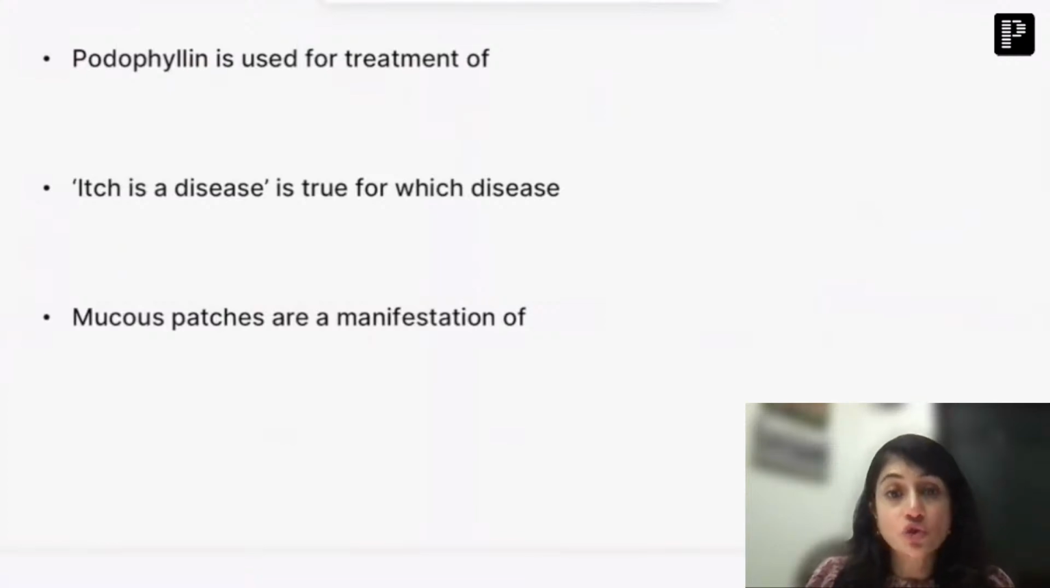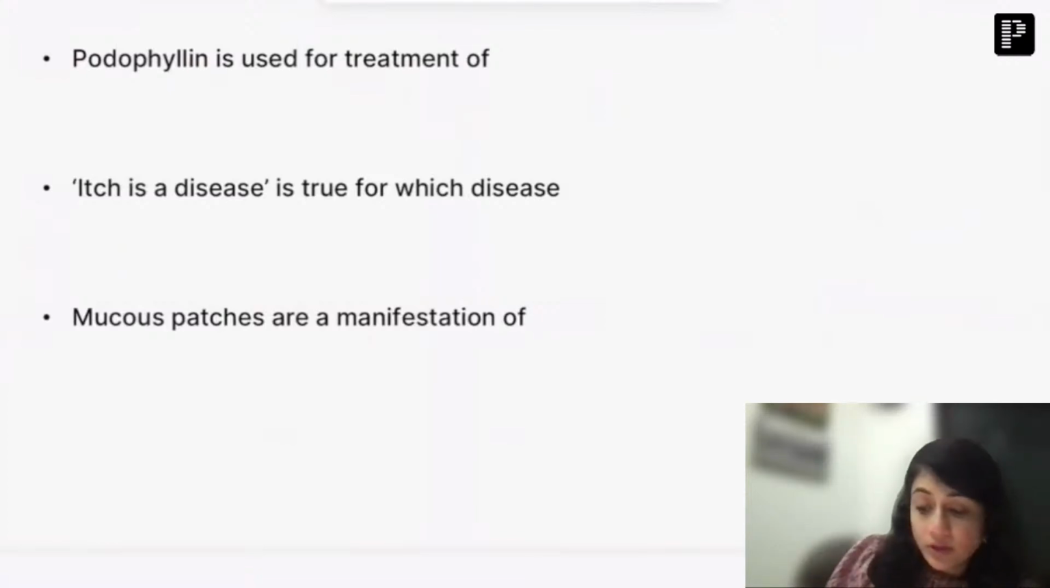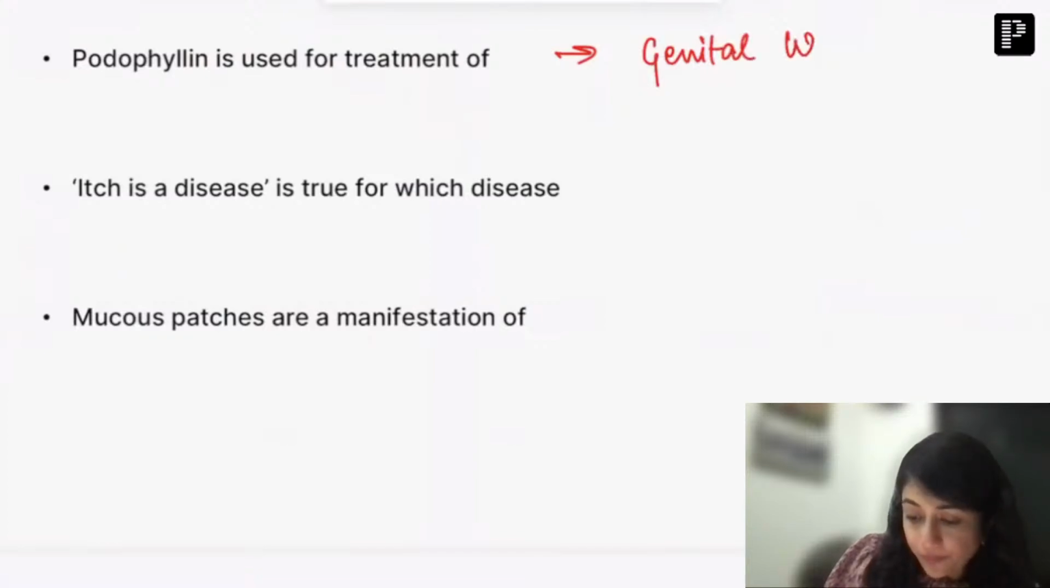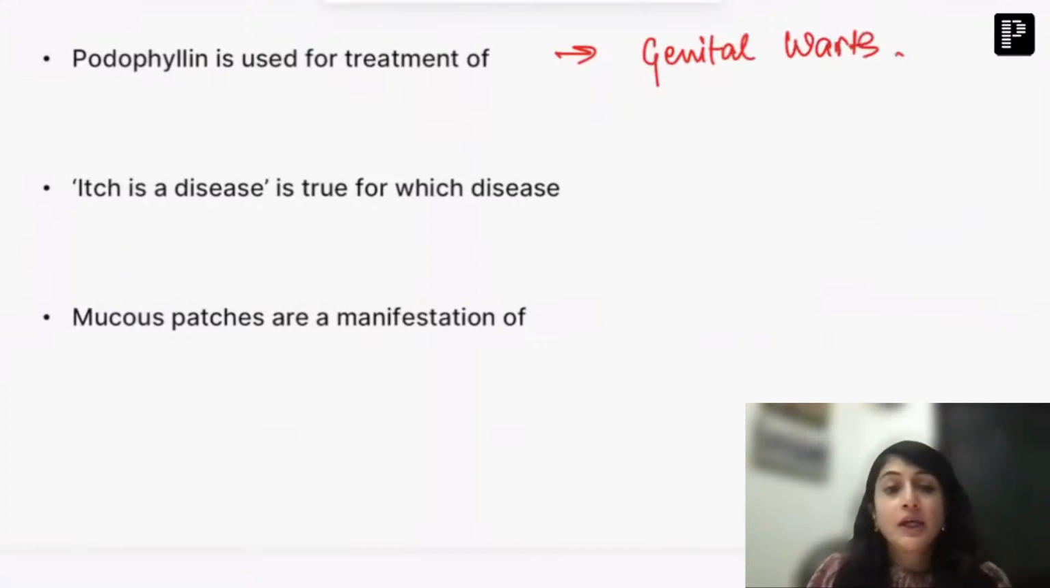Podophyllin is used for treatment of, so this is used for genital warts. Itch is a disease. Incontinentia pigmenti is something that would follow Blaschko's lines. Yes, they're used for genital warts. Itch is a disease is true for which disease? For which disease do you say that itch is a disease?